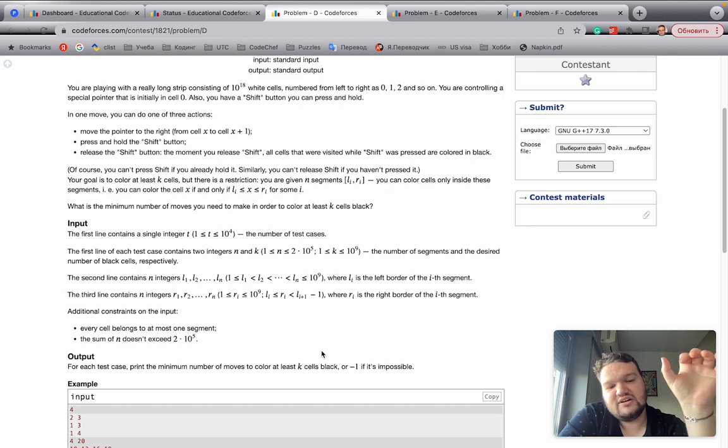To update the answer, I need to understand what is the minimum number of segments I can choose so that the sum of their lengths is k, or at least k, because I can kind of choose everything.